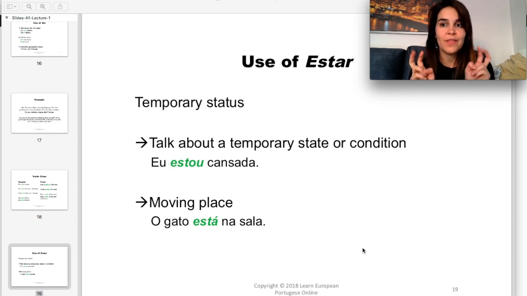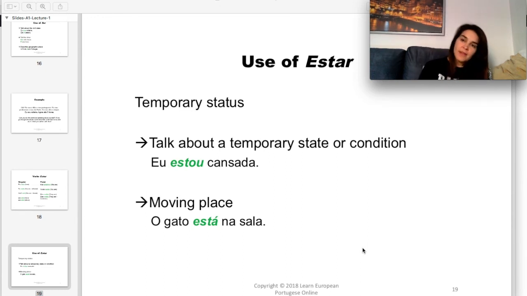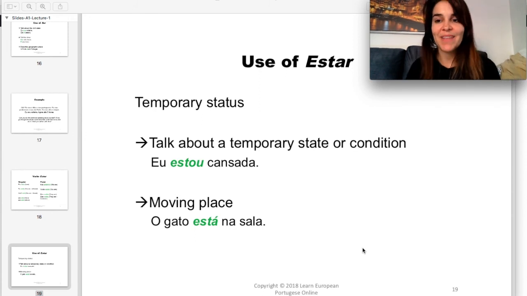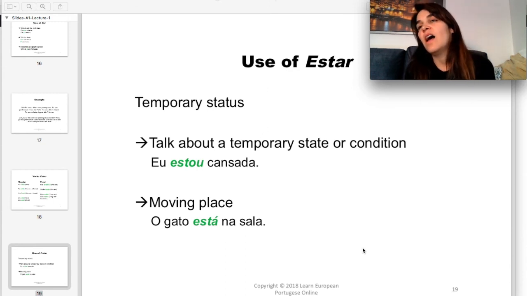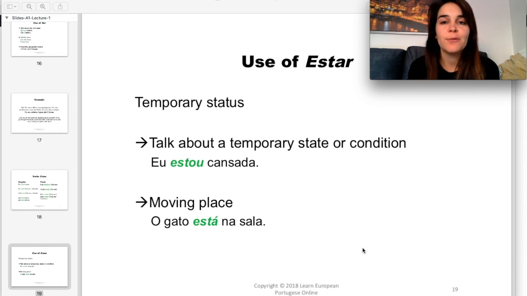And the use of this verb. So this is for temporary things. Remember the ser was for permanent, this one is for temporary. So things that can change much more easily. So for example, to talk about a temporary state or condition, you can say, for example, eu estou cansada. At the end of this video, maybe I will be, I don't know. Eu estou cansada means I am tired. I'm here on my new sofa, so I'm not that tired. But anyways, if you want to say I'm tired or I'm happy or I am cold, for example, then you use eu estou. In this case, eu estou cansada.